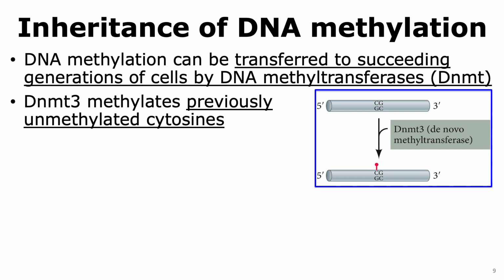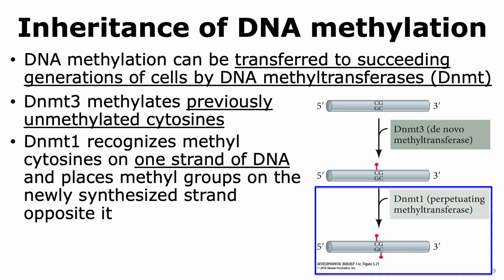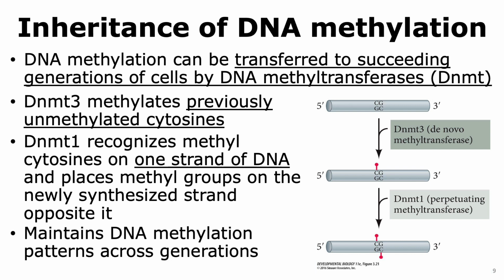Now it so happens that another family member of this enzyme, DNMT1, can recognize methylated cytosines on one strand of DNA. And when DNA replication occurs, it can actually place methyl groups on the newly synthesized strand right opposite to it, as shown in the figure in the blue box. Thus, the actions of the DNA methyltransferases can maintain DNA methylation patterns across generations due to the fact that it is adding methyl groups after the replication of DNA.